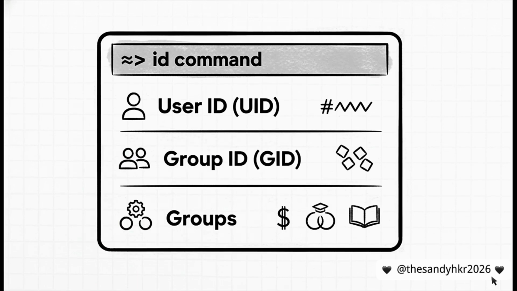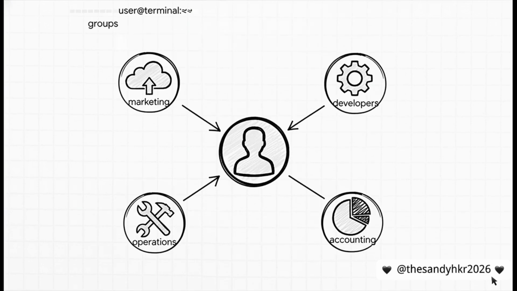Now, if you want the full story, not just your name, you use the id command. This is like pulling up your complete employee file. It'll show your unique user ID number, your main department or primary group, and then a list of all the other groups you're a part of. And hey, what if you don't need all that extra info? You just want a quick list of the departments you're in. Well, there's a command for that too, groups. It just spits out a clean, simple list of all the groups your user is in.